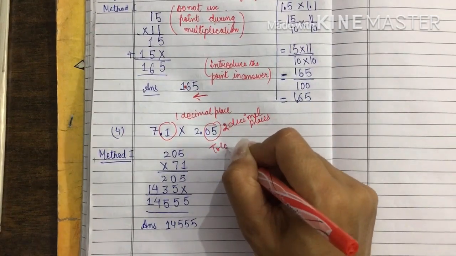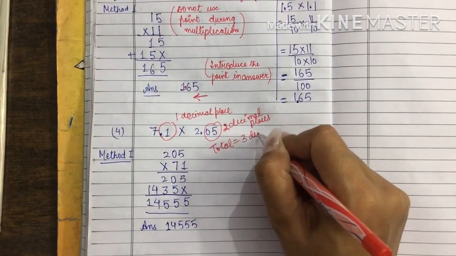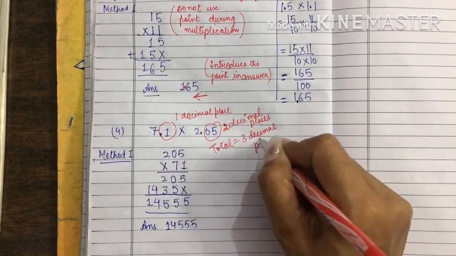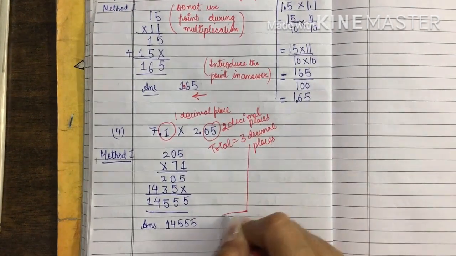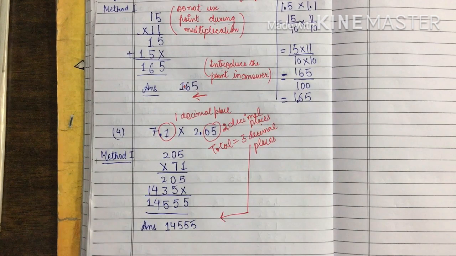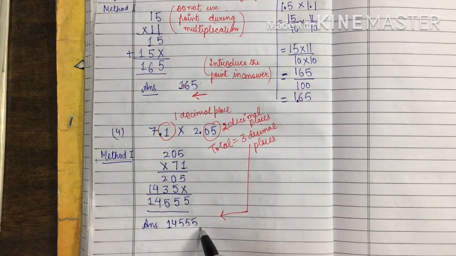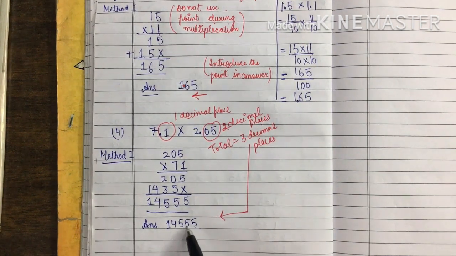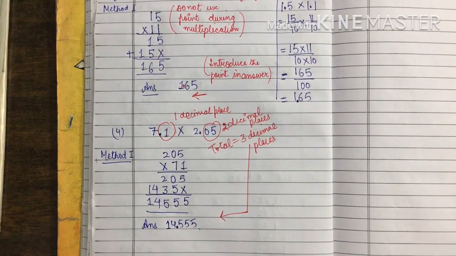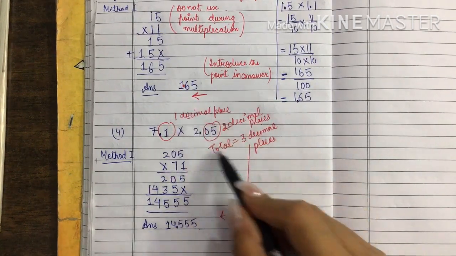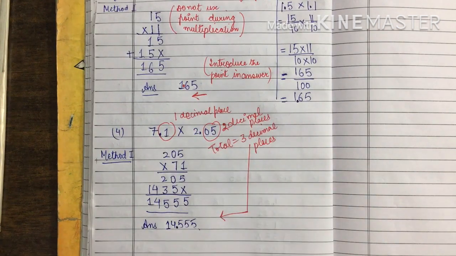So total 3 decimal places. So let's use this here. In the answer, I need to put the point counting 3 digits from the right side, from the end. So from the end, count 3 digits and put the point: 1, 2, 3. The point will be here after 14. This is my answer. And you don't have to write this. This is something you can do in your mind, but I have written it so that you remember.